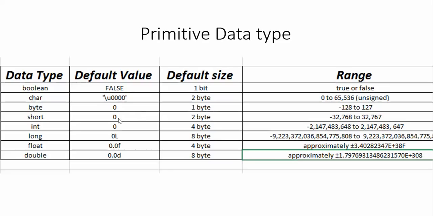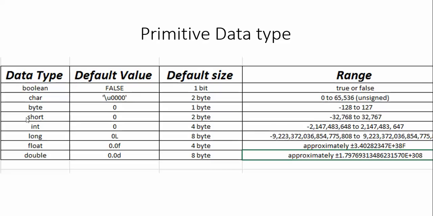Now the main thing which you need to notice is the size here. Byte takes 1 byte of memory. So it can only store the value from minus 128 to 127. So let's say if you want to use byte and you know the range will not exceed minus 128 to 127, you can use byte and it's efficient as well.